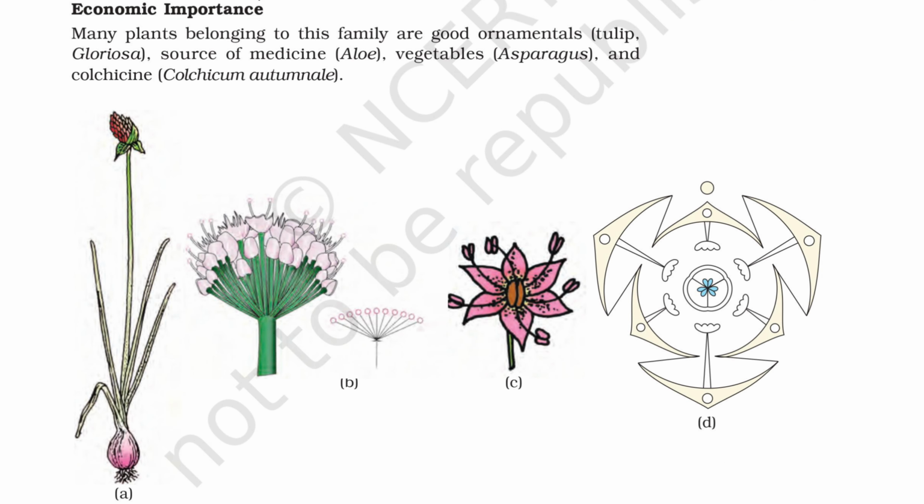Economic importance. Many plants belonging to this family are good ornamentals: tulip, gloriosa; source of medicine: aloe; vegetables: asparagus; and colchicine, Colchicum autumnale. Chapter over.